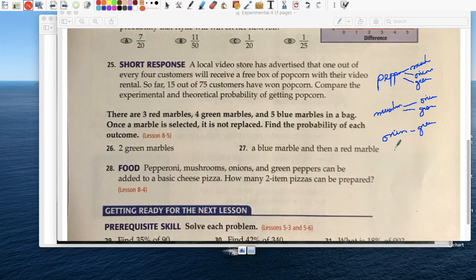And then finally, green pepper. Can we do it with pepperoni? Already done. Can we do it with mushrooms? Already done. Can we do it with onions? Already done. So actually, it's not 12. I forgot. This is 6. 1, 2, 3, 4, 5, 6. And we'll talk about that tomorrow.